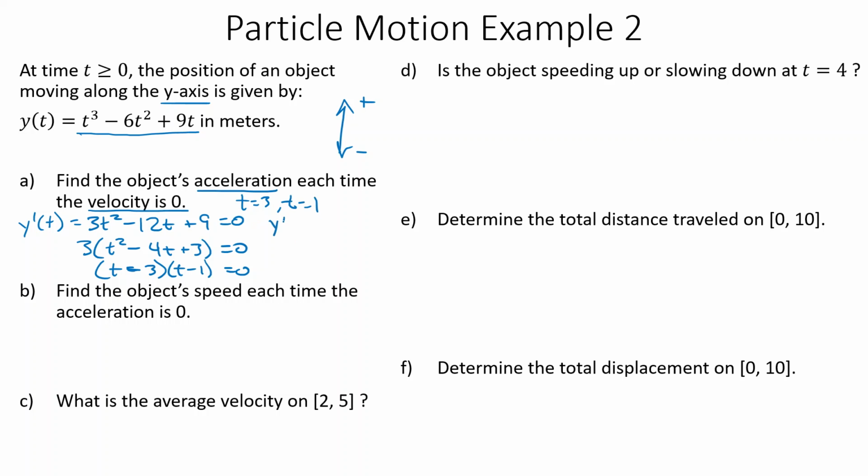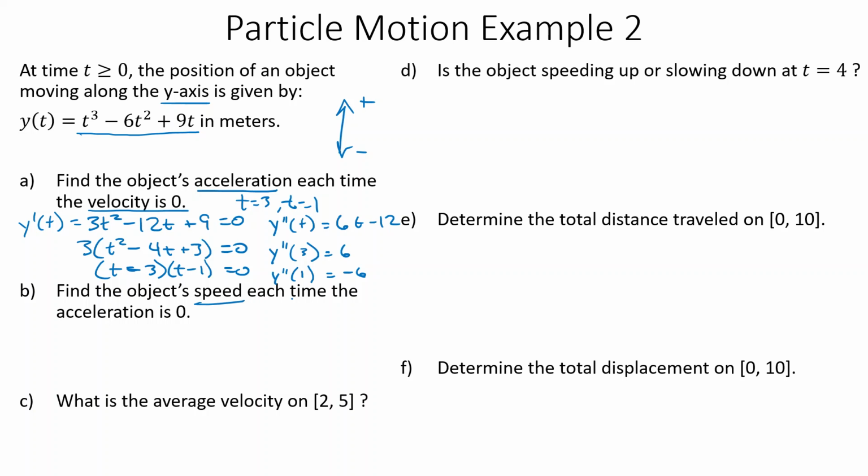So we want to take the second derivative. The derivative of this guy is 6t minus 12, and now plug in each of those. So the acceleration at 3 is 18 minus 12, which is 6. The acceleration at 1, 6 minus 12, is negative 6. That wasn't so bad, but again, lots of stuff to do there.